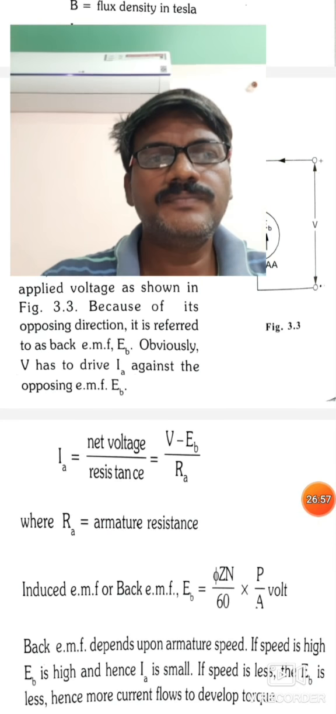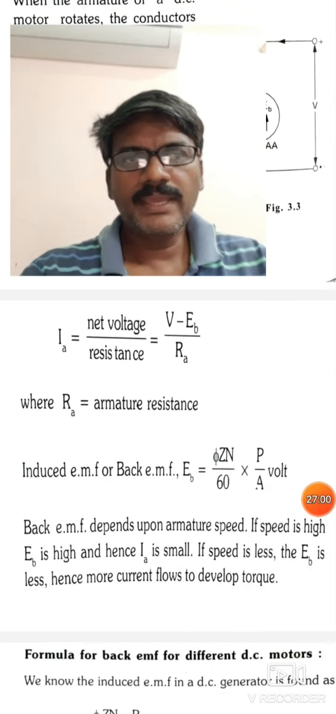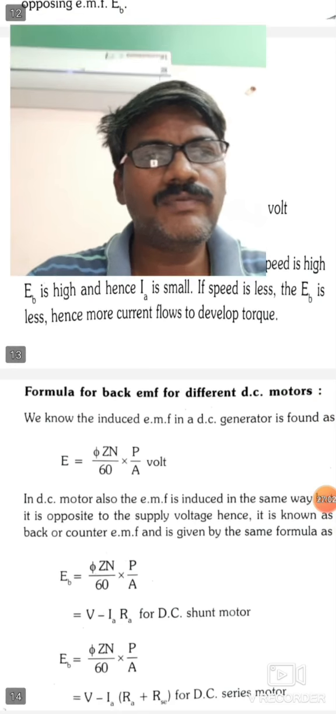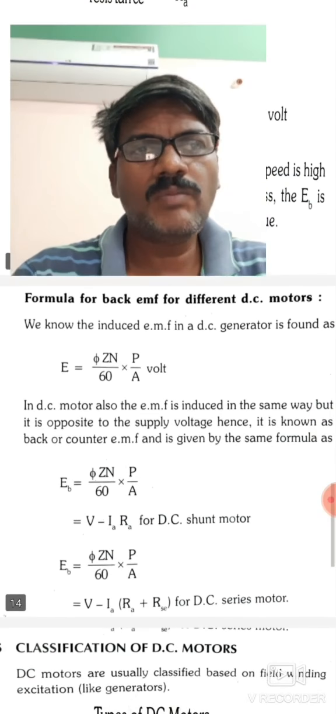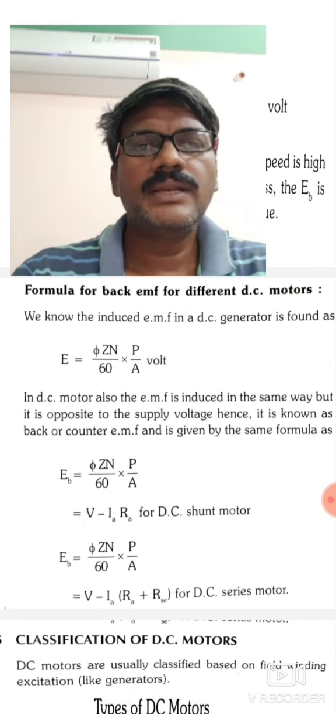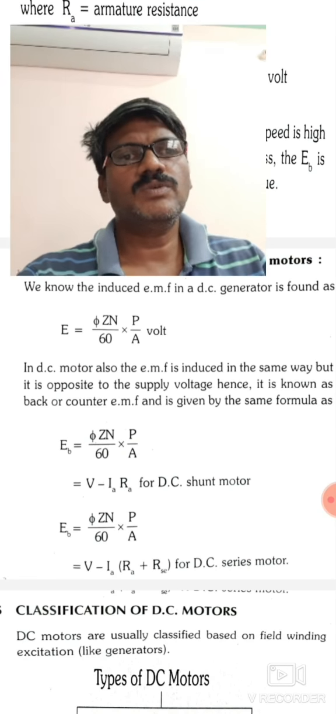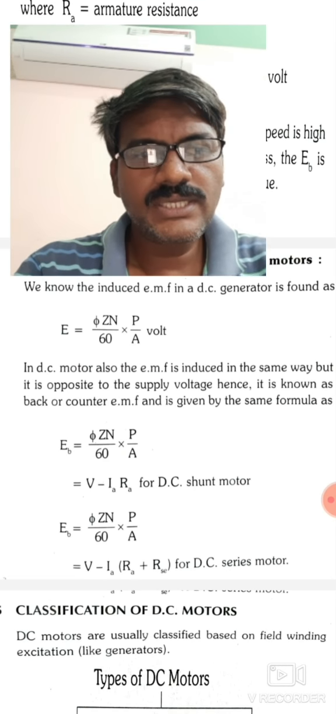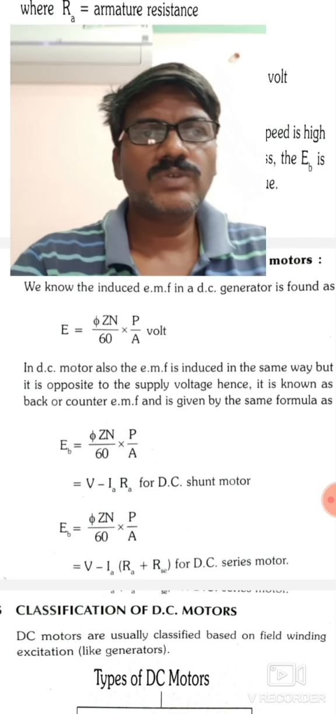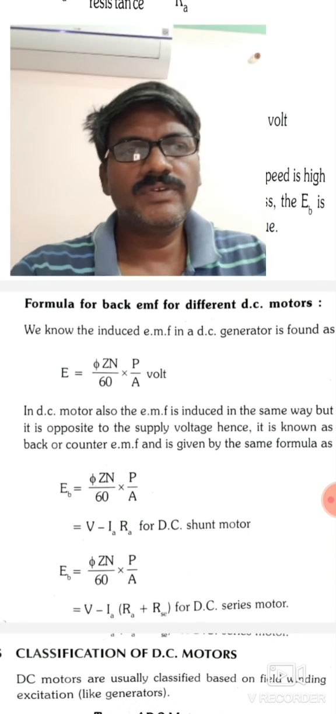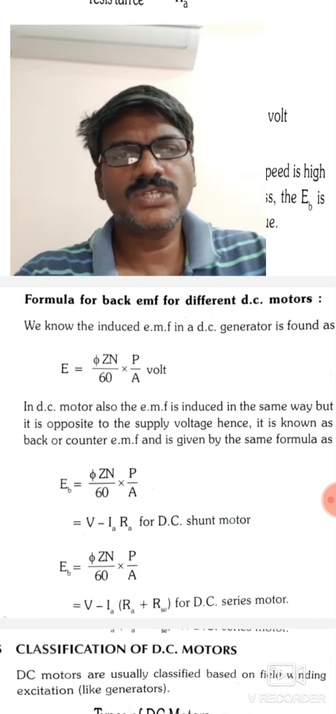So this is about back EMF. Then the formula for back EMF for different DC motors. Right? For a DC shunt motor it is different and for a DC series motor it is different. So let us consider the general equation E is equal to ΦZN/60 × P/A.